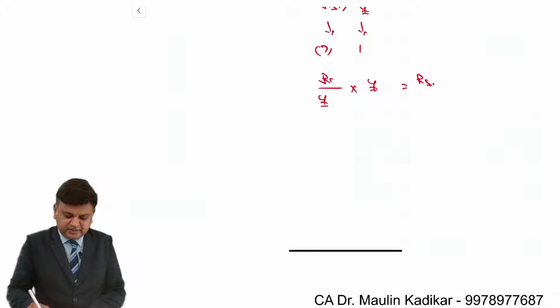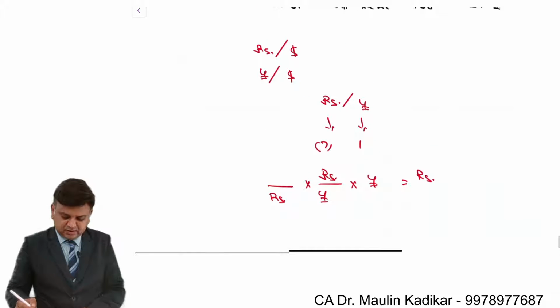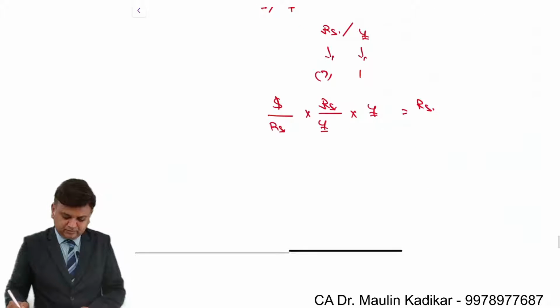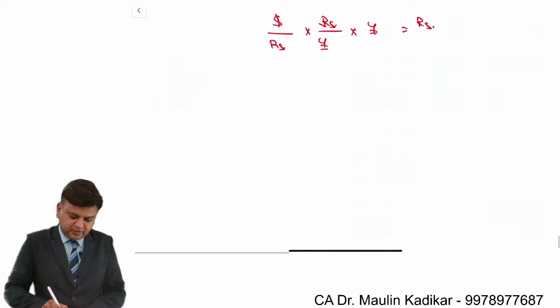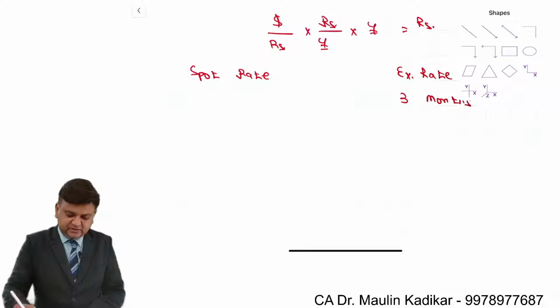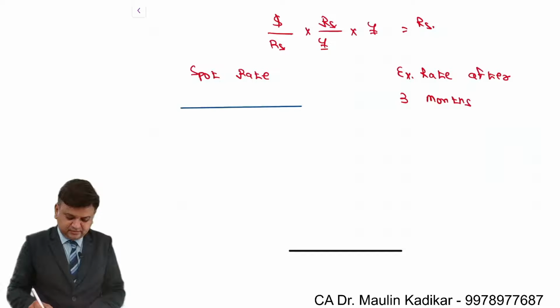Against yen, rupee is given, and against rupee, dollar is given. We'll do the calculation for the spot rate and the exchange rate after 3 months. That is the way we'll make the calculation for two rates.